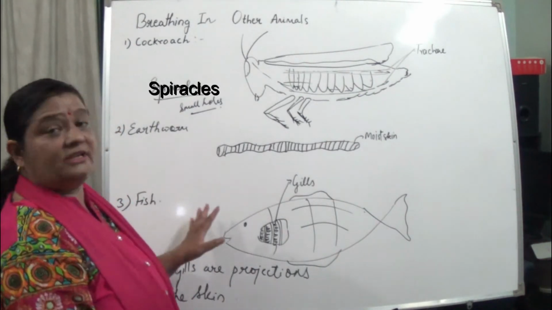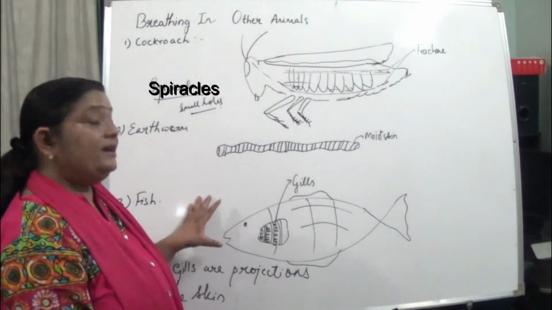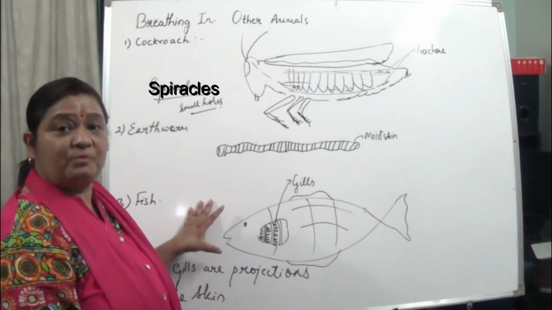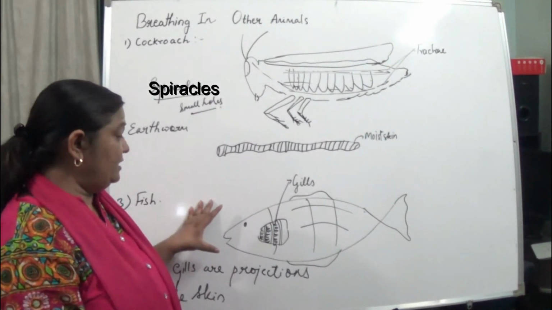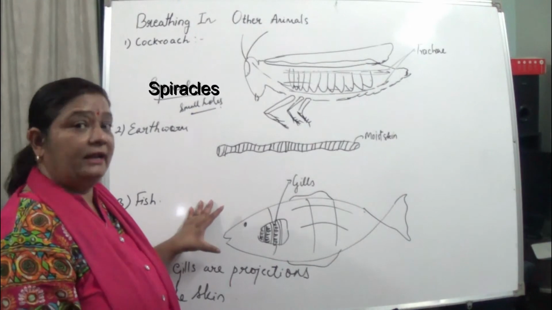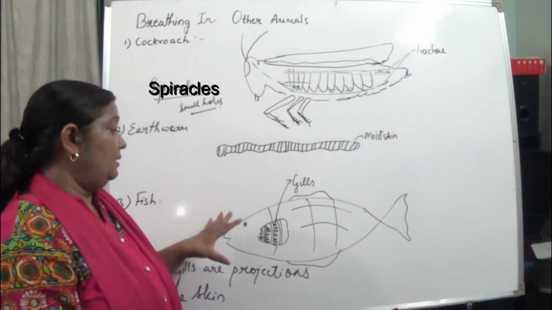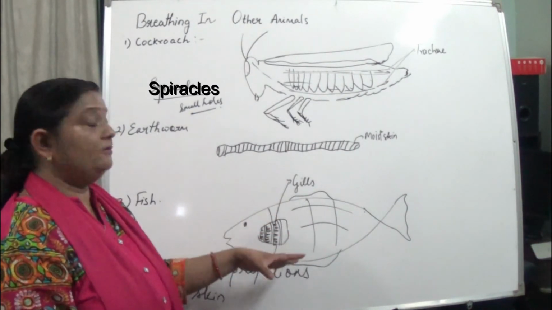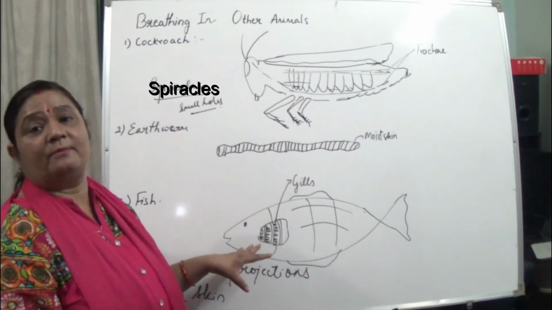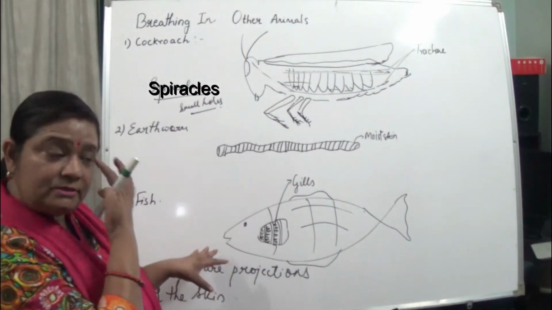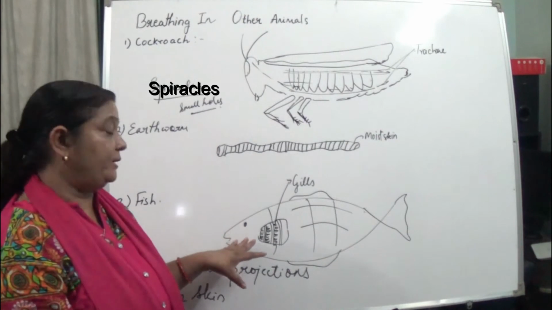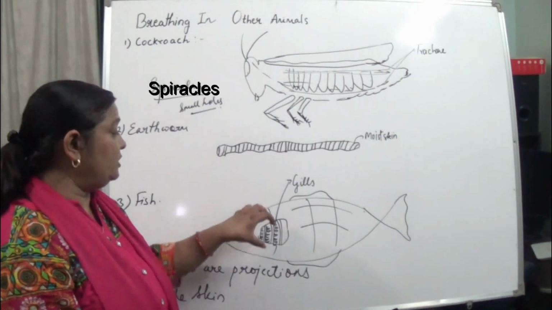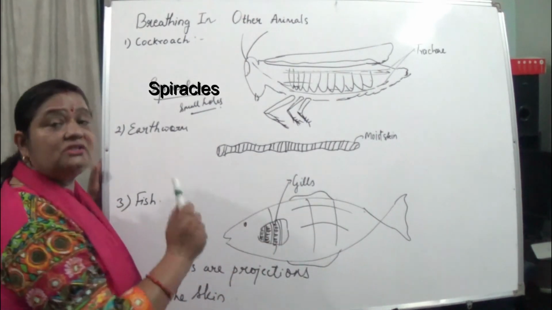Now, fish, if we are saying, where does the fish live? कहाँ रहता है fish? पानी में रहता है. तो पानी में रहता है तो क्या इनके पास भी नाक है? नहीं, नाक नहीं है. उसके instead of that, what is present? Gills are present. Okay, these gills, what they help in what? Respiration. Actually these gills are the projections of the skin.